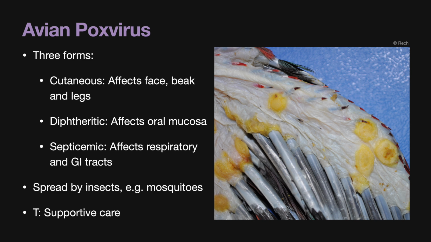Avian poxvirus has three forms. The cutaneous form affects the face, beak, and legs. The diphtheritic form affects the oral mucosa. Finally, the septicemic form affects the respiratory system and the GI tract. This virus is spread by biting insects such as mosquitoes. Treatment focuses on supportive care.